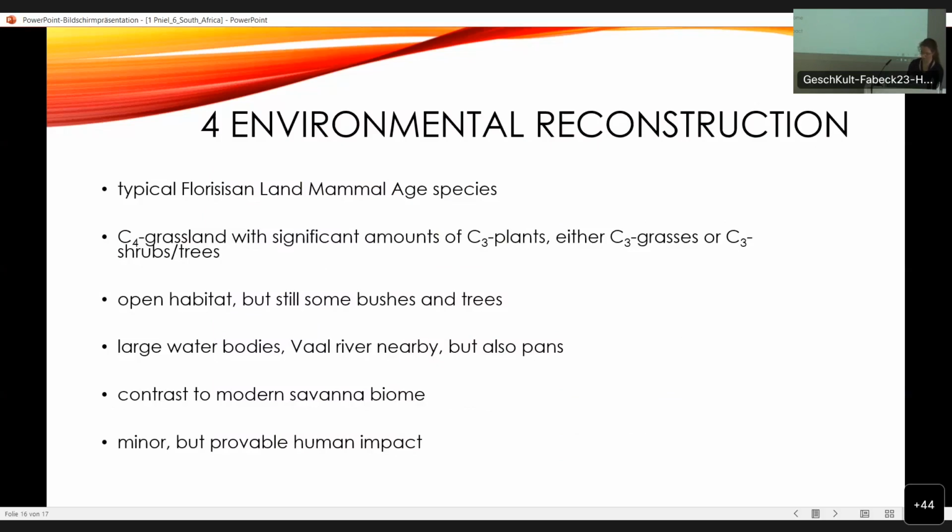Also, we probably have large water bodies, and close to the site is the Vaal River, so maybe that could have had an impact, but also around the site there are some pans, so there could have been lakes in former times. And this is quite a contrast to the modern savanna biome we have at the place. And all in all, we have a minor but provable human impact. So that's what the environment could have looked like back then.